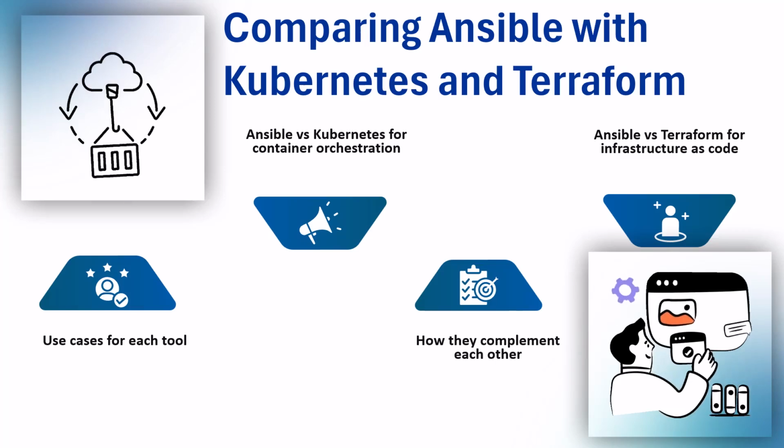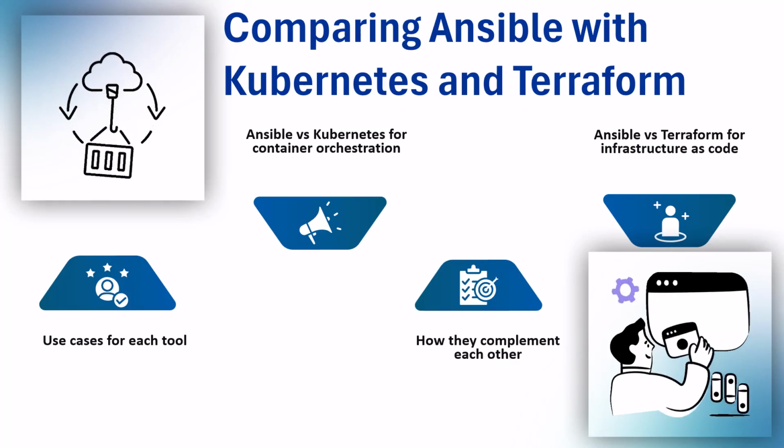Ansible, Kubernetes, Terraform. Sounds like a superhero team, right? Ansible handles automation. Kubernetes manages containers. And Terraform provisions infrastructure. Kubernetes is great for orchestrating services, while Terraform excels at building environments. Each tool has its place, but together, they are unstoppable. Choosing the right one depends on your use case. But hey, why not use all three and feel like a DevOps rockstar?